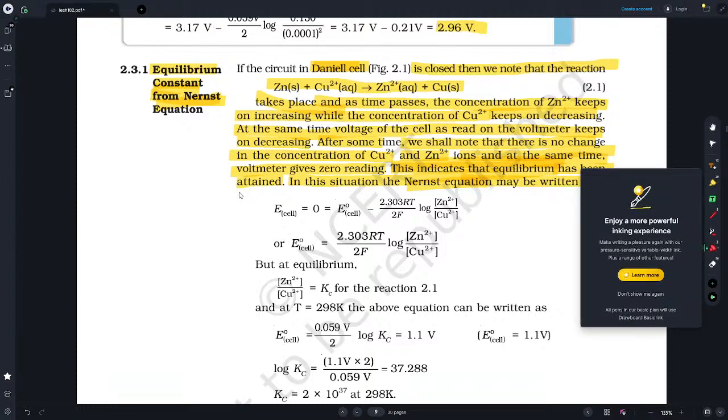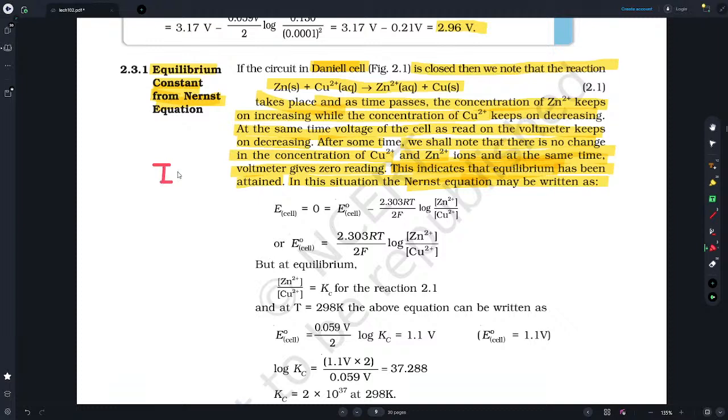When I equals 0, potential is also 0. That is when equilibrium is attained. In this case, E cell is 0, which equals E standard of the cell minus 2.303 RT by 2F log [Zn2+] by [Cu2+]. Or we take the minus sign to this side, which will become positive.